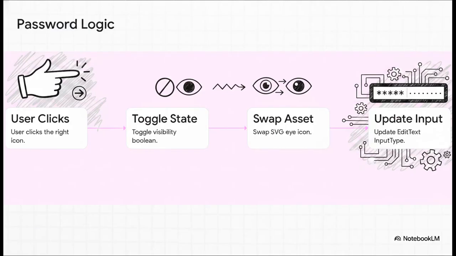Let's peek under the hood for a second to appreciate the automation happening here. This is the exact four-step code logic executing in the class background when a user interacts with a secure password field. First, the user clicks the right icon. Second, it toggles the internal password visibility Boolean state. Third, it swaps the SVG asset from a slashed eye to a solid eye. And fourth, it updates the native EditText input type to reveal the hidden text.